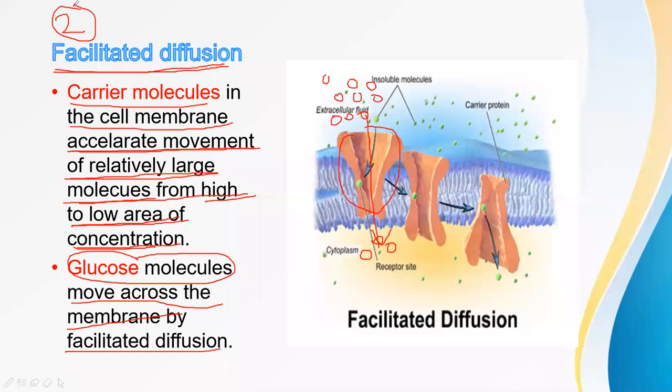The first one is simple diffusion and the second one is facilitated diffusion. In simple diffusion, it only depends on the concentration: the ions, atoms, or molecules enter inside the cell across the cell membrane. Here in facilitated diffusion, these atoms, ions, or big size molecules use carrier molecules. What are the carrier molecules here?